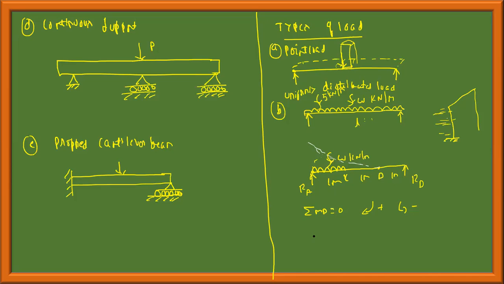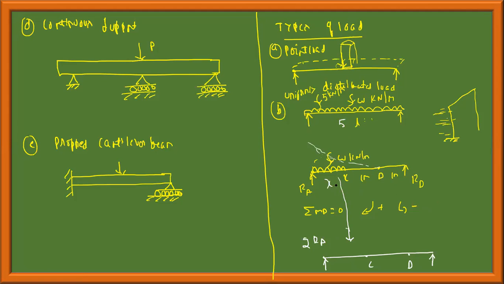I can write RA into this distance, a clockwise moment. Always you should take the load as concentrated at the center of gravity. This is point C, this is point D. Let us take this length as X, let it be something X. If the load is 5 kilonewton per meter into 5 meter, it is equal to 25 kilonewton.